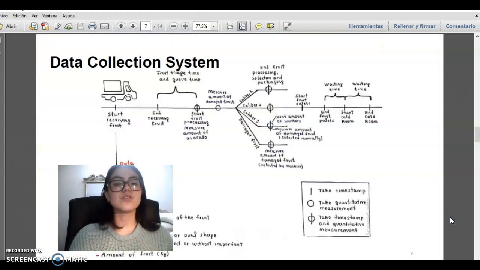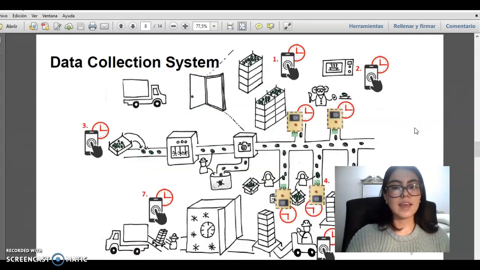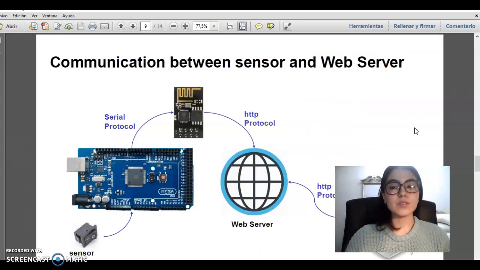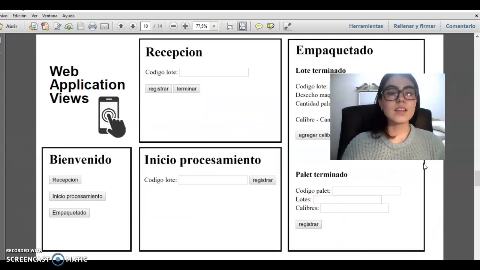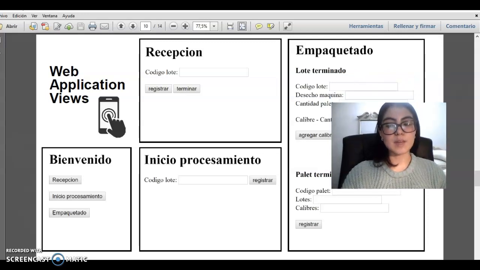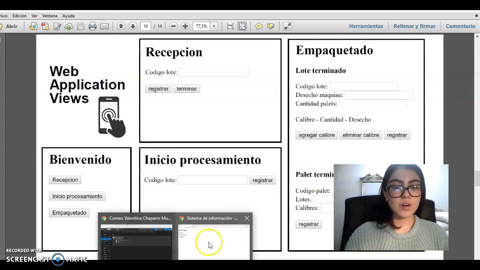So, methodology. As I told you, the first stage is to collect data from different points of the system. As we can see here, in the system we put sensors, computers, and tablets to record timestamps and some data of each of the stages. The sensors and computers send all their data to the web server. And now I'm going to talk to you about the advances. This was the web application about three weeks ago. Now it looks more like this.